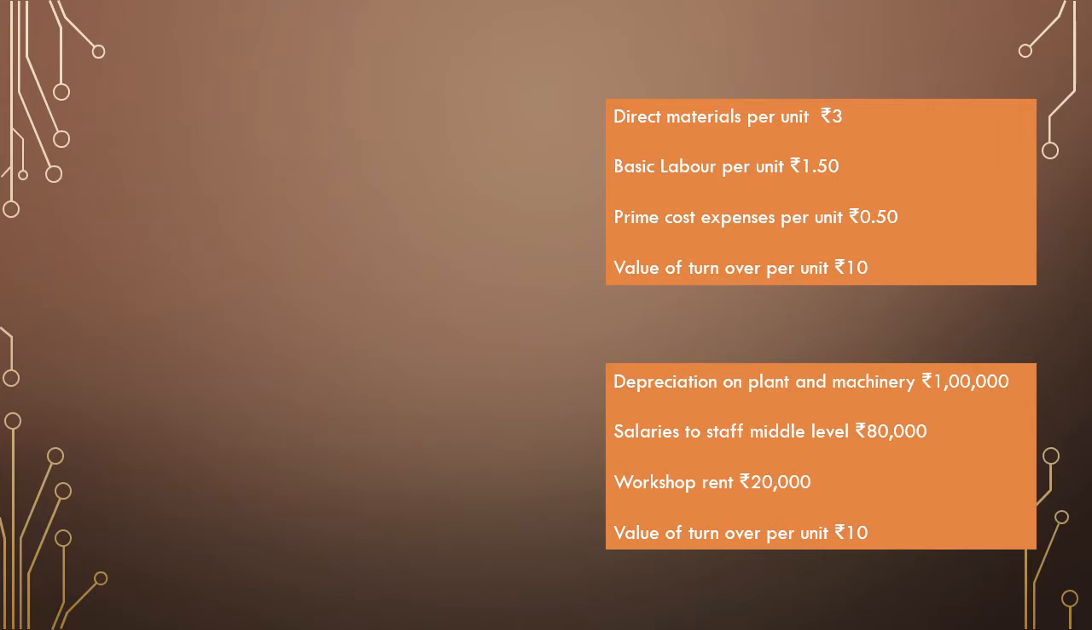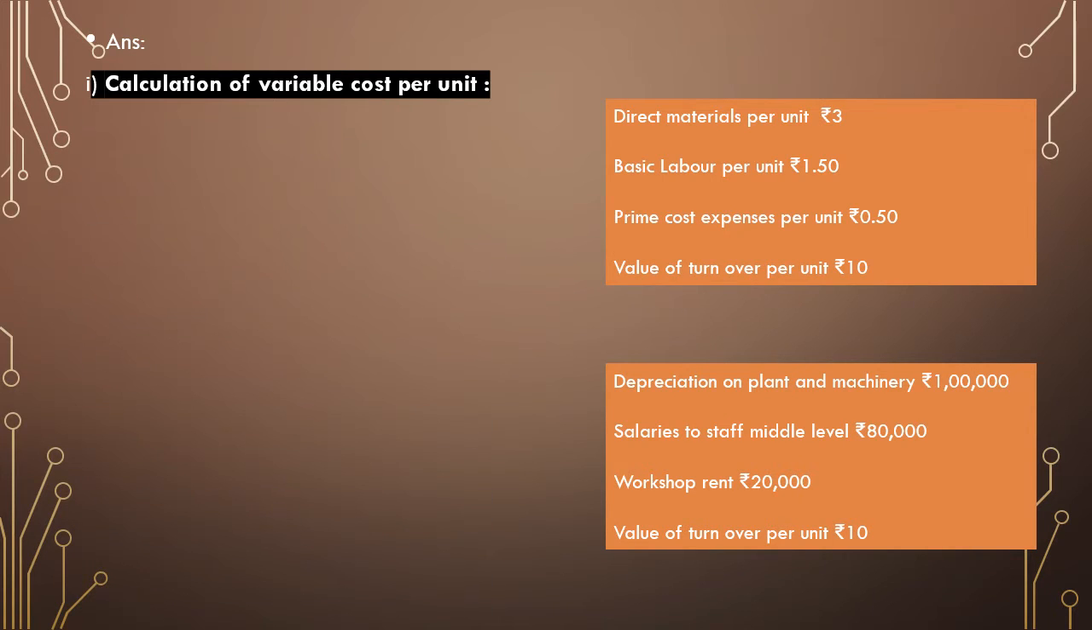Before calculating BEP units, we will have to segregate the variable cost and fixed cost. So, first we will calculate variable cost per unit. At the right corner, you can see that in the given example, they have given us the variable cost elements like direct material, labor, prime cost expenses. So from this available information, we can calculate variable cost per unit.